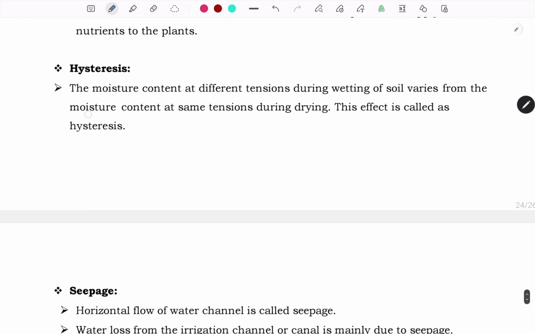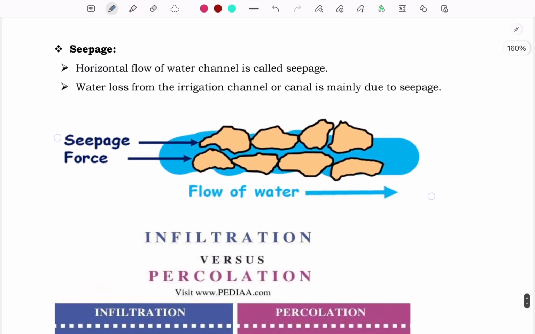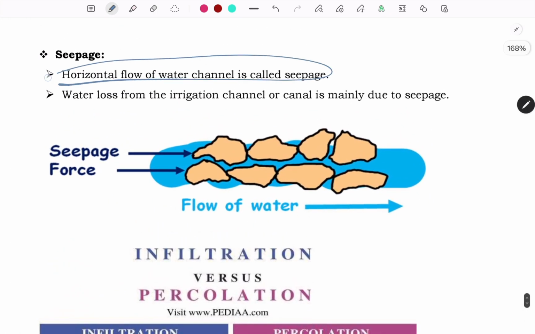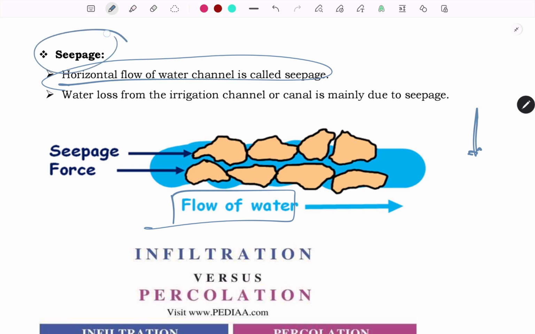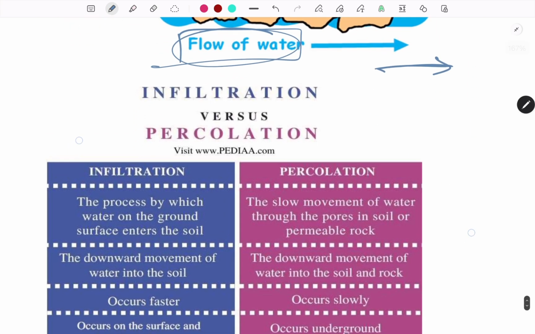The next one is seepage. Seepage is nothing but a horizontal flow of water. It's horizontal. What we have seen above are all vertically flowing within the soil. The seepage is nothing but a horizontal flow of water. You can see here the water is flowing horizontally.